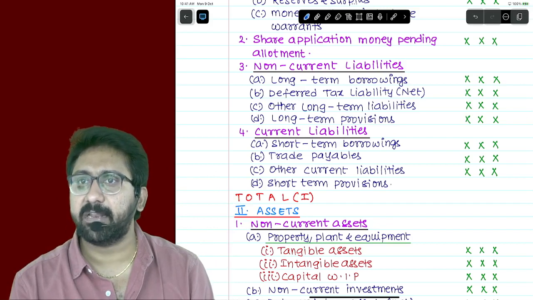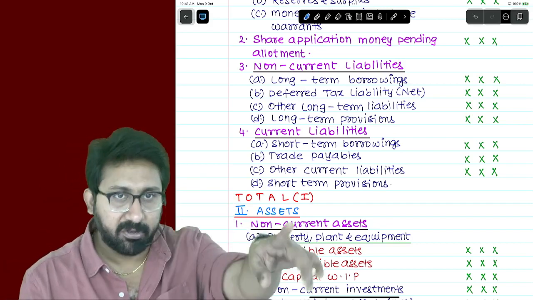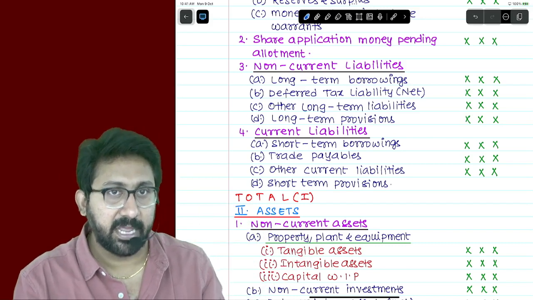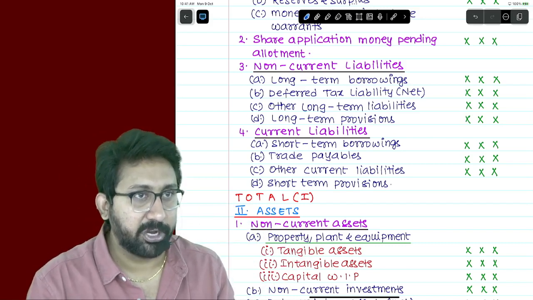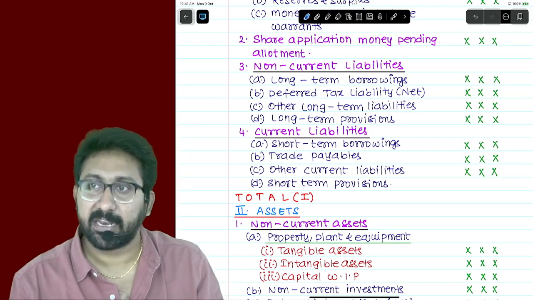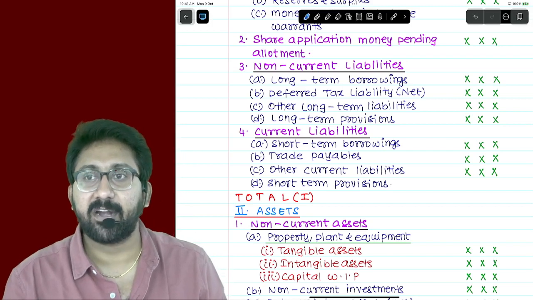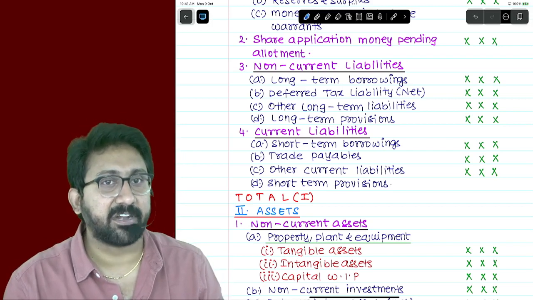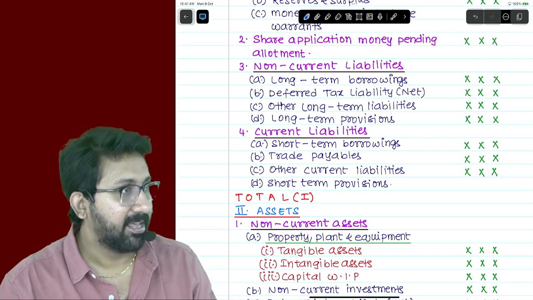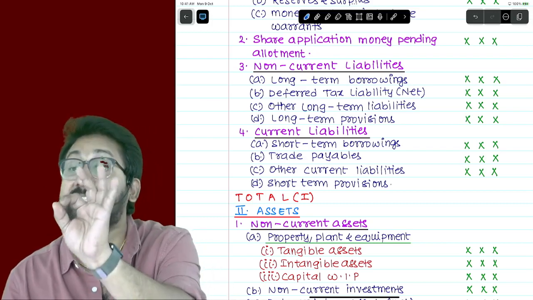Second one, deferred tax liability. Net deferred tax liability. This I won't discuss now because in your accounting standard there is one dinosaur called AS22. At that time you will get paralysis directly. You enjoy there. There is one standard called deferred tax asset, deferred tax liability. What is deferred tax asset, deferred tax liability? I will give you one example only.